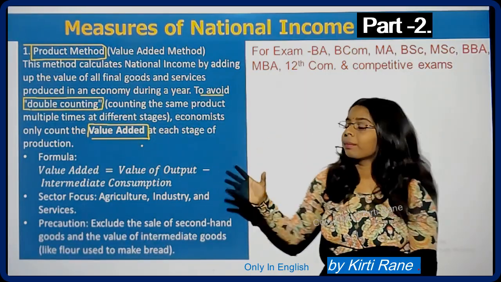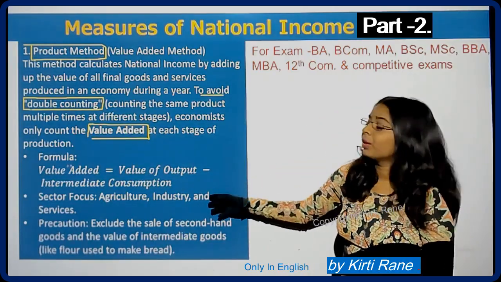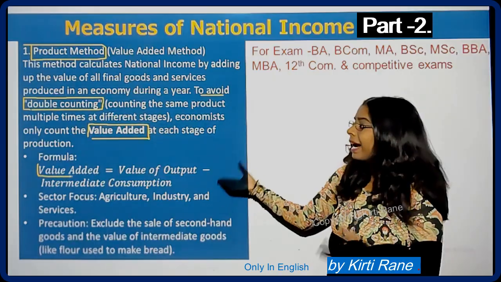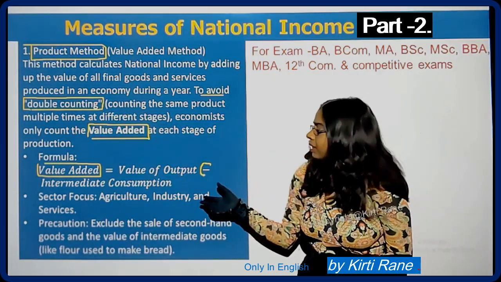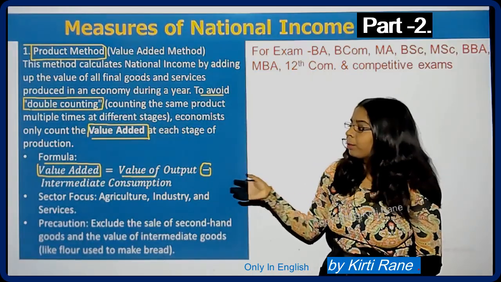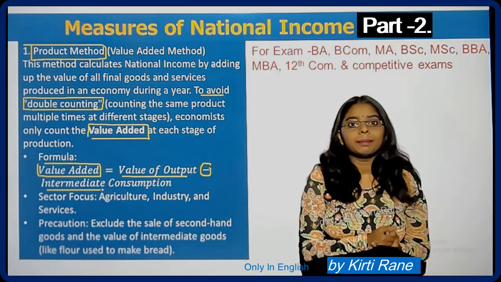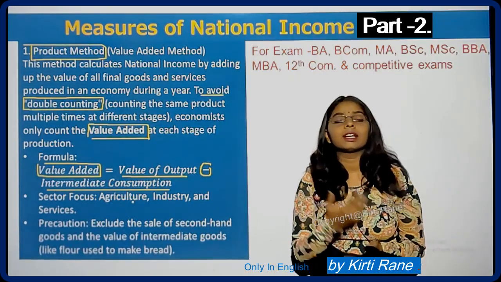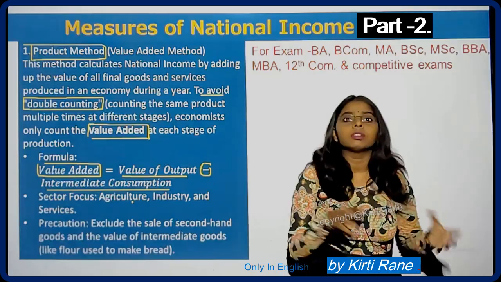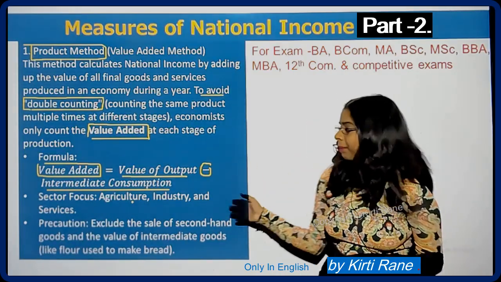So what is the formula for this method? It says that value added would be equal to value of output minus intermediate consumption. Okay. So what is the value of output? Would be the value of the final product. And what is intermediate consumption? Intermediate consumption is the consumption which is made in between, like the producer using it for their own growth. So that type of consumption is intermediate consumption, made in between.